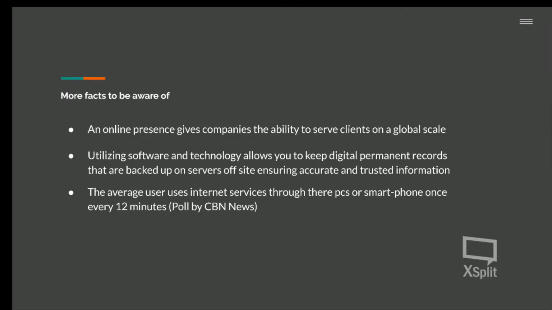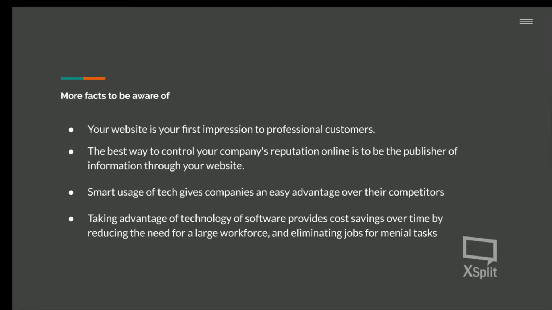The final point is the average user uses internet services through PCs or smartphones once every 12 minutes. That basically means that any given person will use their phone once every 12 minutes. Why are they using their phone? Either to check their social media, or to check on a website, or to use an application. If you're not there, you're not being seen. Cool? Okay, let's move on.